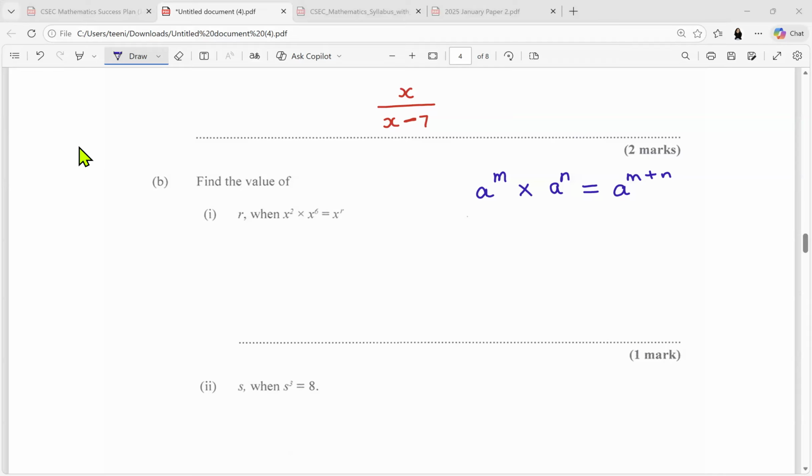I'm going to call someone. Let's see. Imani, you have x to the power of 2 times x to the power of 6. That would give you x to the power of what? It's based on the rule that when you have the same base, you add the indices.